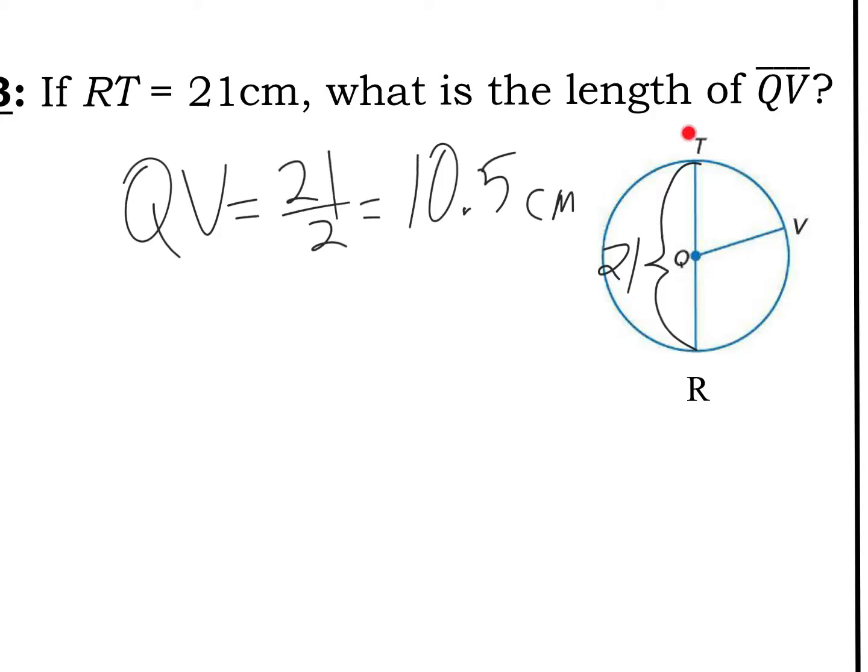Okay, and RT is a diameter here, so that's given to me as 21 centimeters. So if I want to know what QV is, which is a radius because it has an endpoint on the circle and then it's touching the middle point, I'll just cut 21 in half. So 21 divided by 2 is 10.5. So 10.5 centimeters is what QV is.